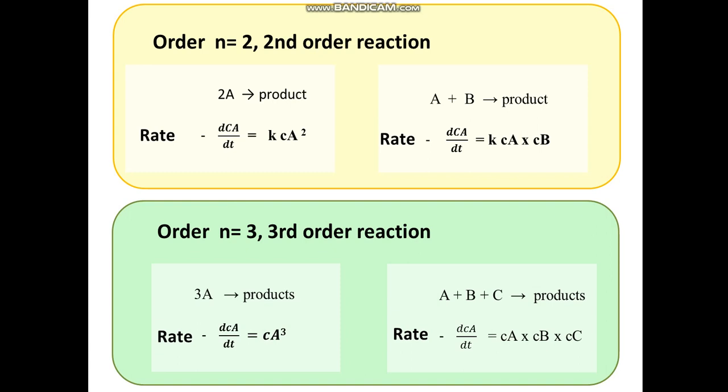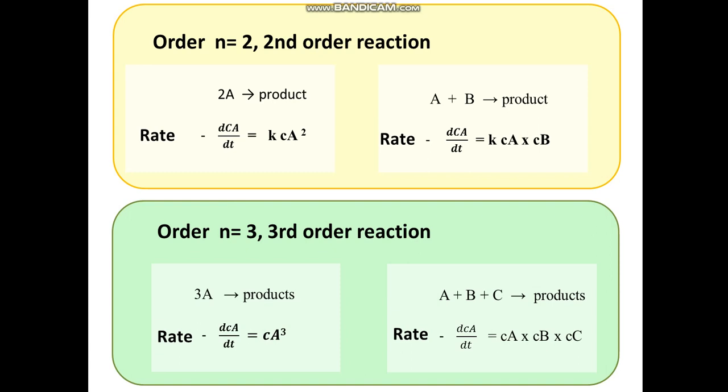For the second order reaction in which the reactants are of two different types, A plus B giving products, the rate of disappearance of any one of the reactants, minus dCA by dt, is equal to minus dCB by dt, equal to K into CA into CB. That is the differential rate expression.